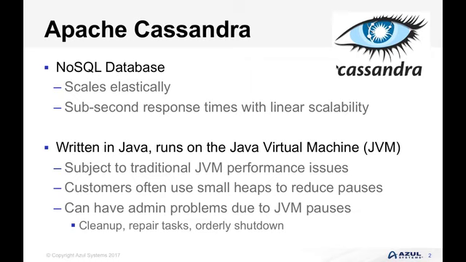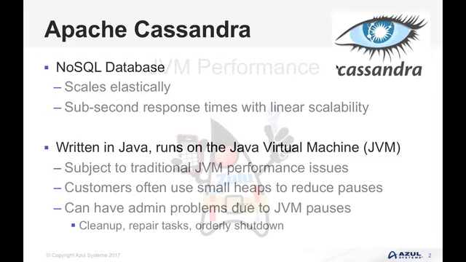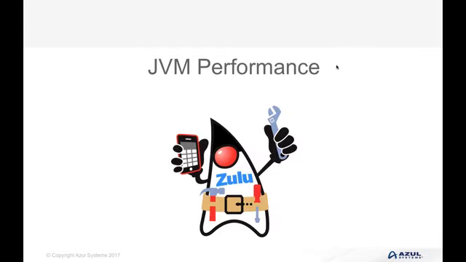So what we're going to do in this presentation is talk about how we can solve those problems. So the first thing we need to do is look into JVM performance a little bit. We need to talk about what are the issues that you as a Cassandra user face in terms of using the JVM, and then we'll talk about what we, with Zing at Azure, can do to solve those problems.